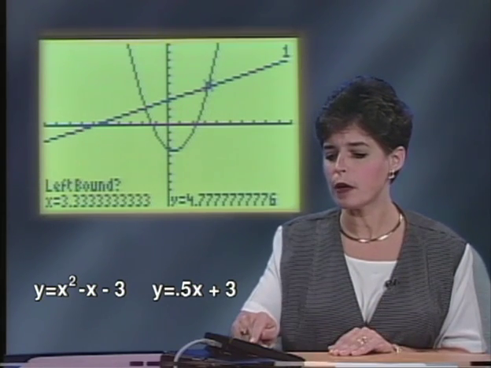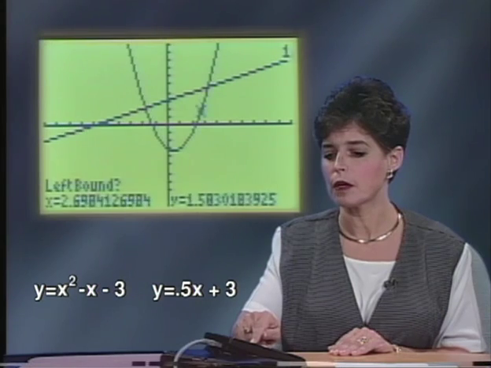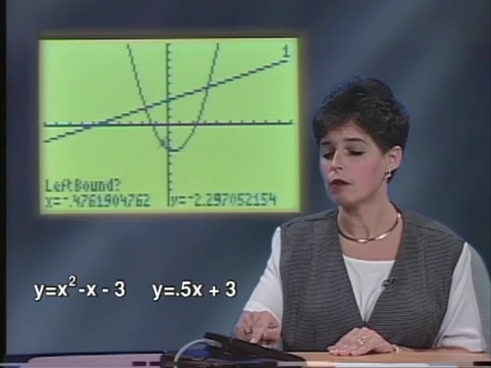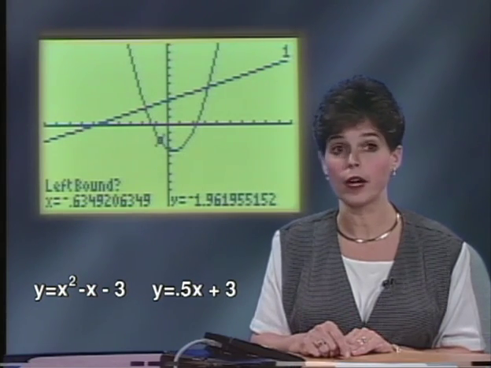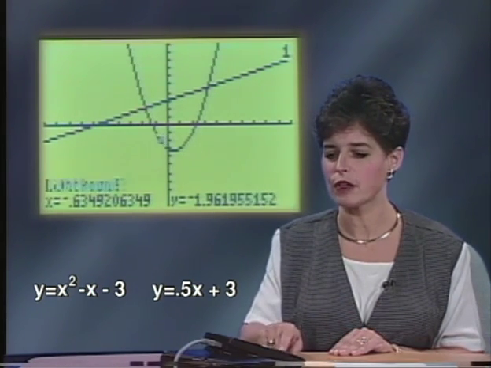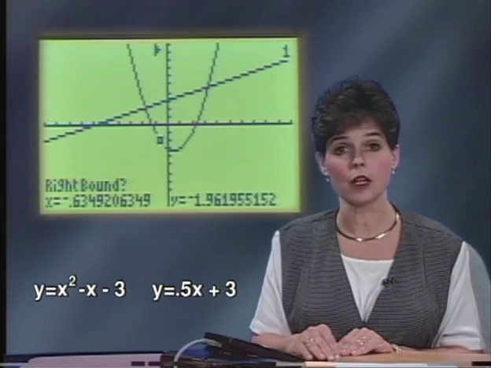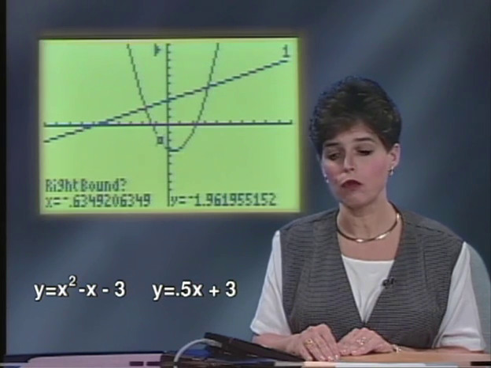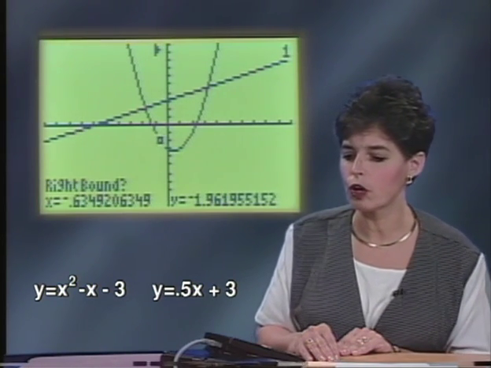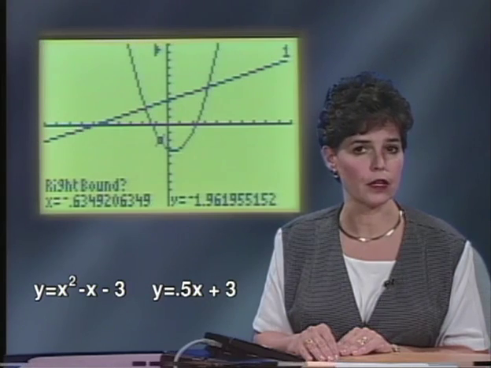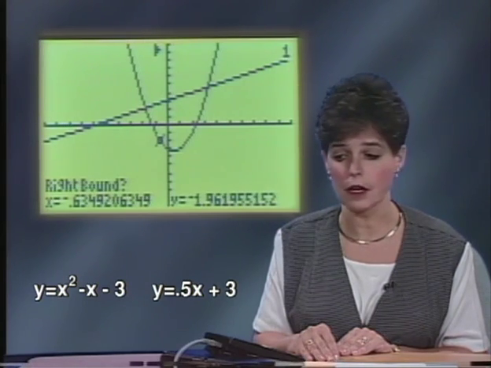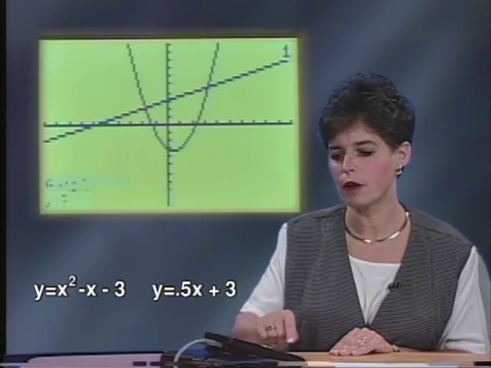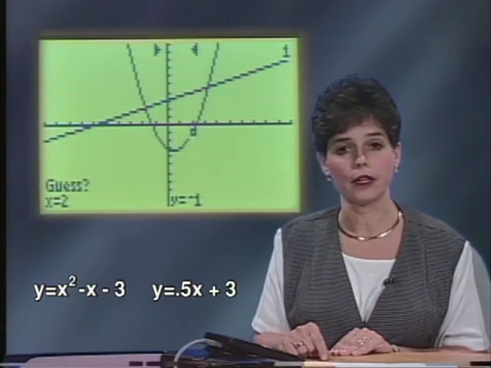So, I'll use my left arrow this time to just get over there to the left of my low point. And when I'm happy with it, I will press enter. Okay, now it's asking me for a right bound, and I can either type in a number or I can move over. Oh, let's type in the number 2, because certainly when x is 2, then I will be on the right-hand side of that low point. Press enter. And now it wants to know if I'd like to take a guess.